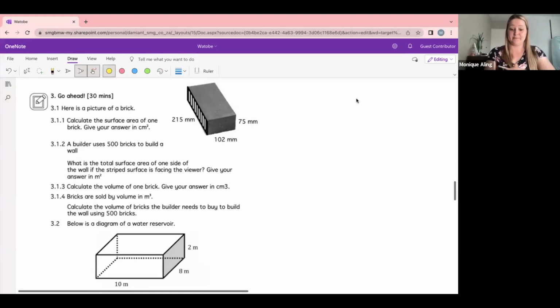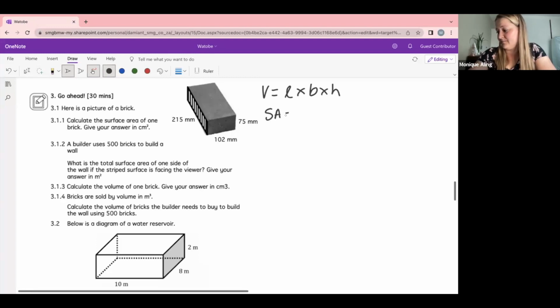Ma'am, volume is length times breadth times height, and then surface area is two times the length times breadth plus 2 times the length times the height plus 2 times breadth times height.